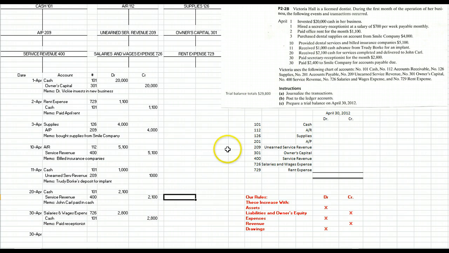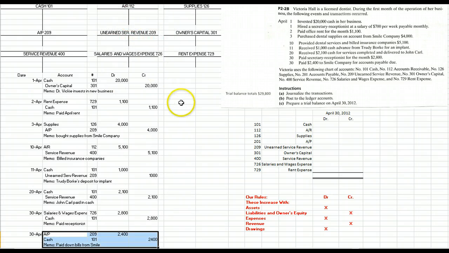And we paid $2,400 to the Smile Company on the accounts payable. Accounts payable is a liability account, so it increases with credits. Here it's decreasing, so we're going to debit it. So what we do is we debit accounts payable for $2,400 and we credit cash for $2,400. Okay, so that's the first part of this problem.